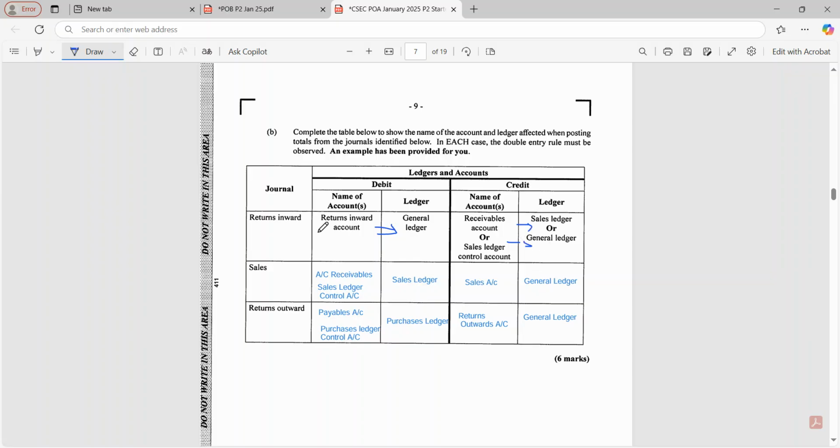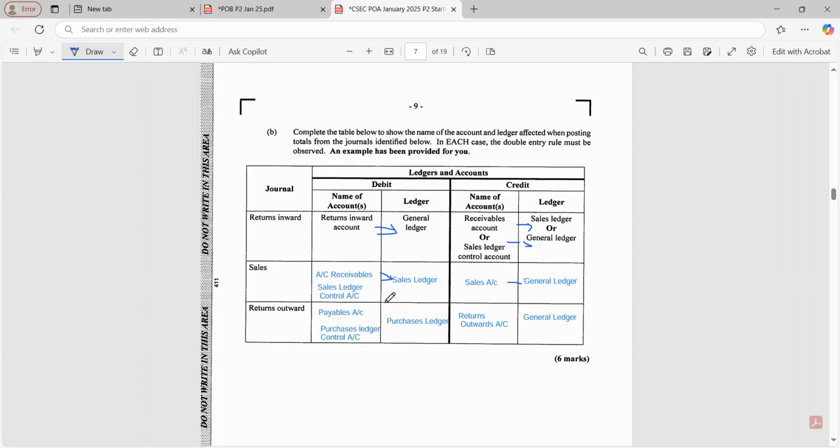All right. Now we move on to the sales. When we make a sale, and it's on credit we're talking, we normally debit account receivables and credit sales. You can also debit sales ledger control account. Where do we find it? We find it in our sales ledger. And we find our sales account in our general ledger.